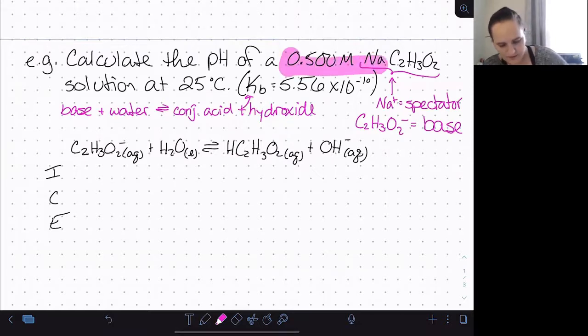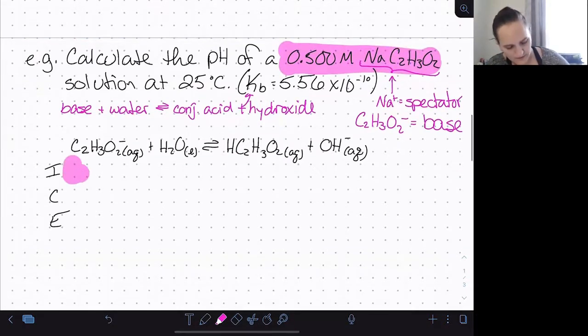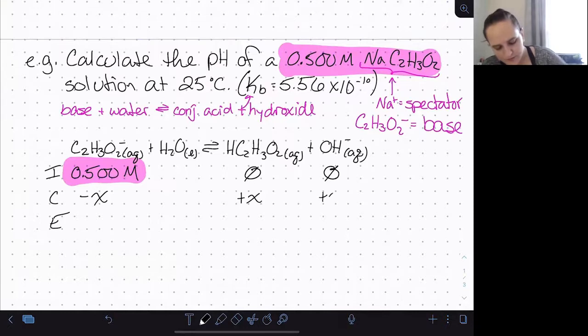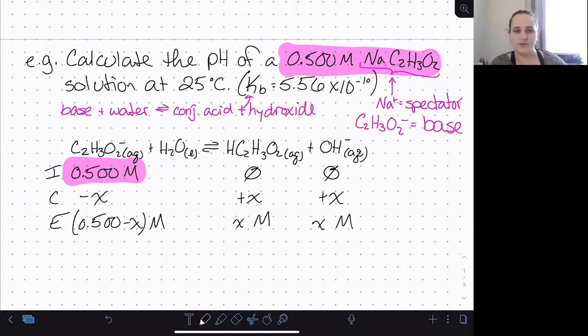Once again, the concentration that we're given in the problem is the initial concentration. It is how much acetate was put into the solution before any of it reacted. So before any of that reacted, there was no acetic acid in the solution, and the amount of hydroxide would be considered negligible. So we can treat that as being 0. This means that we're going to consume reactants and produce products to get to equilibrium. So we will have 0.5 minus X acetate remaining, X acetic acid produced, and X hydroxide produced.